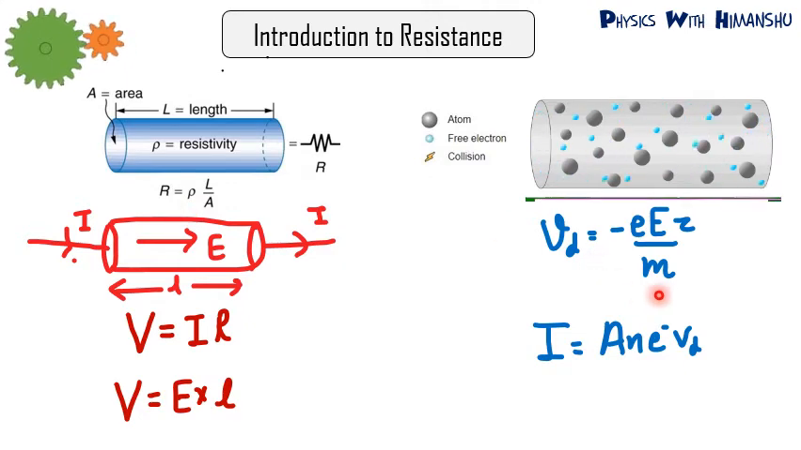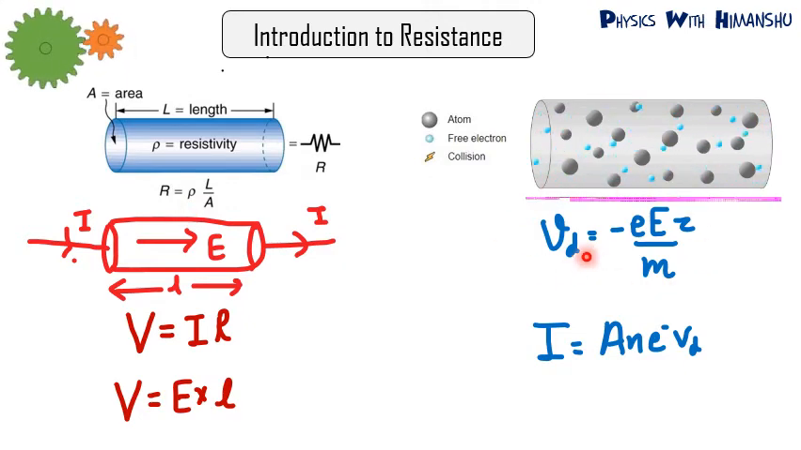Similarly, we have derived the formula for drift velocity. See, drift velocity is minus e E tau by m, where e is the charge of electron, capital E is the electric field, tau is relaxation time, divided by m, that is mass of electron. So remember this formula of drift velocity, that is minus e E tau by m.